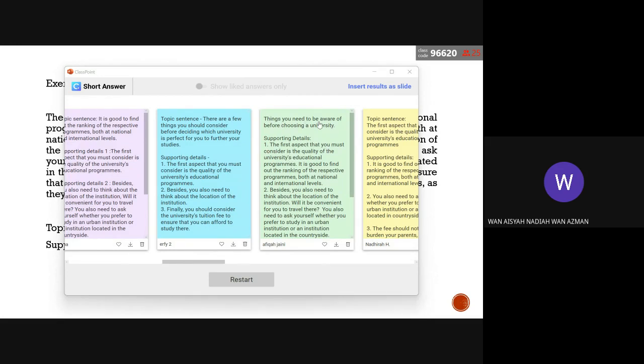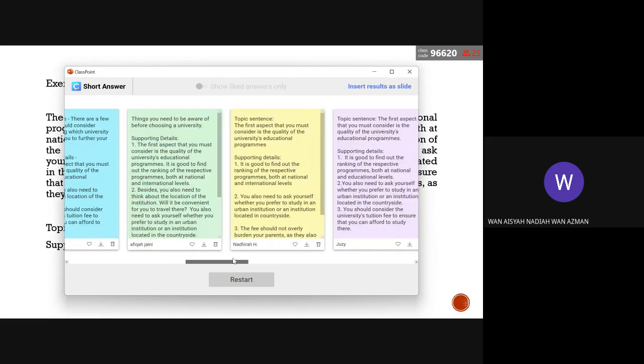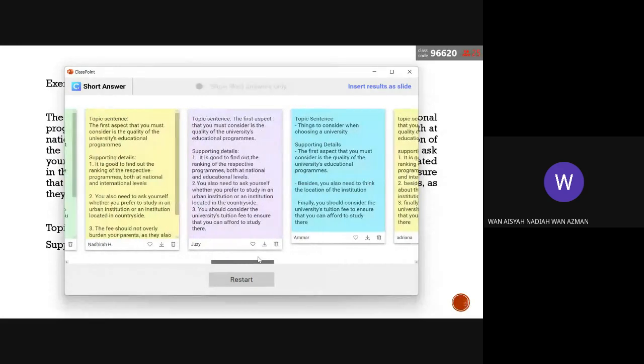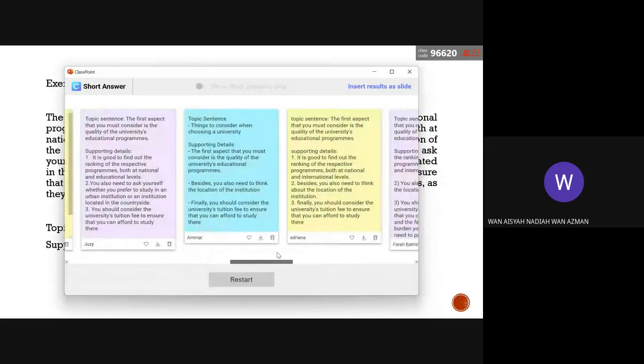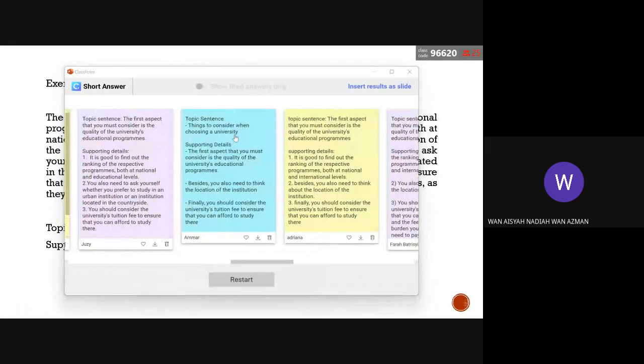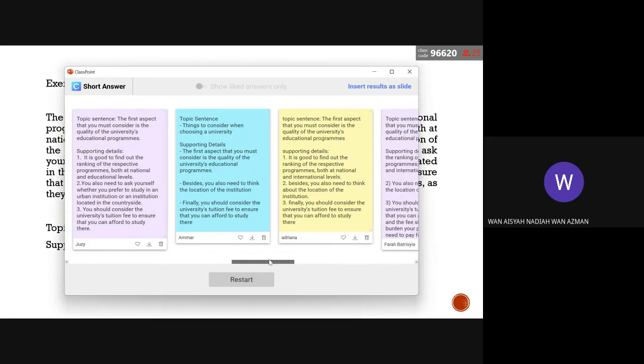Okay, so for this one, okay, it's just a phrase. It is not complete. So you should add something like, there are a few things you need to be aware of before choosing a university. And then, good job. And then, okay, the same goes with Ama. Okay, so make sure you write down in full sentence. So there are few things or several things to consider when choosing a university.